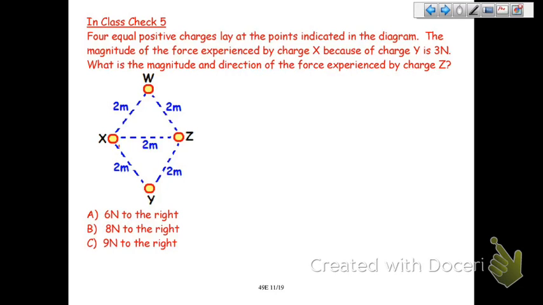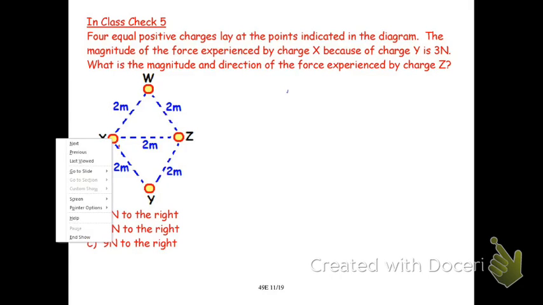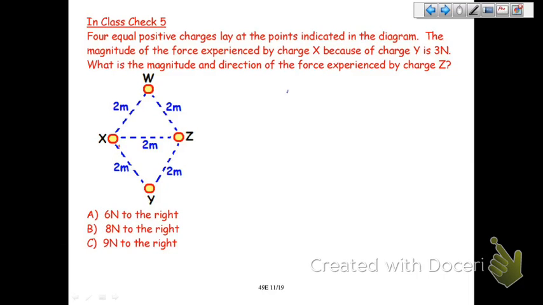They'll say, we have 4 equal positive charges, and they lie at the points indicated in the diagram, and if you look, it's a 2 by 2 by 2 triangle, so it's an equilateral triangle. Is that right? Or isosceles? Equilateral, good. And the magnitude of the force experienced by charge X, there's charge X, because of charge Y, there's charge Y, is equal to 3 newtons. Okay. What is the magnitude and direction of the force experienced by charge Z? Oh, I see.